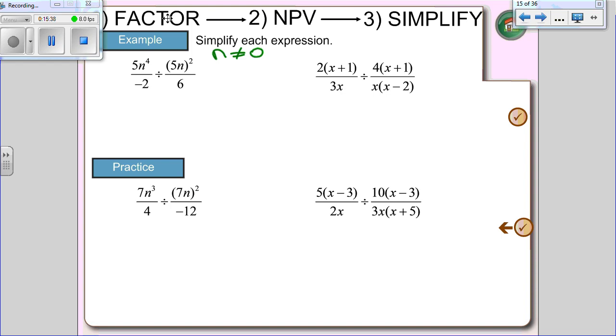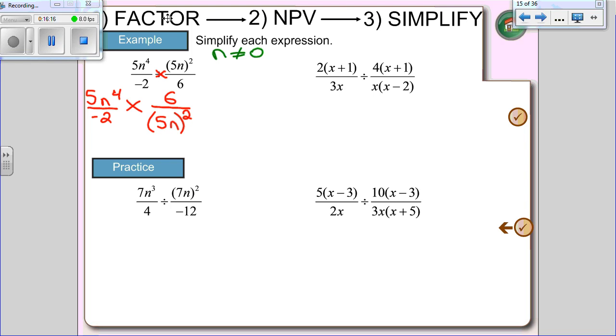Once I've stated my NPVs, now I simplify. I don't know how to divide two fractions, so I have to change it into a multiplication question. I have to make it multiplication instead of division. When I do that, the first fraction stays the same. The second fraction flips. So I kissed it, meaning changed it to a multiplication, and then I flipped the second fraction.